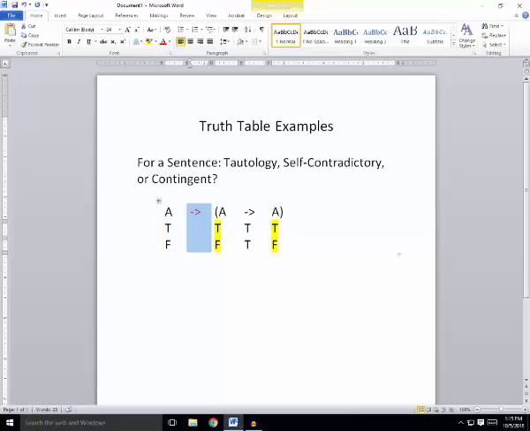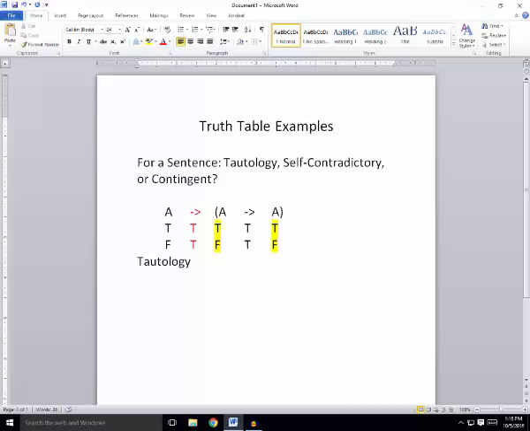And on the first assignment, the left side's true and the right side's also true, so that makes the whole sentence true. Meanwhile, on the second assignment, the left side is false and the right side's true. That makes it true again. Remember, the only case that makes the arrow false is when the left side is true and the right side is false. So the result here is that I have a sentence that's true on every assignment, and it's a tautology. Let's take a look at a slightly more complex example.